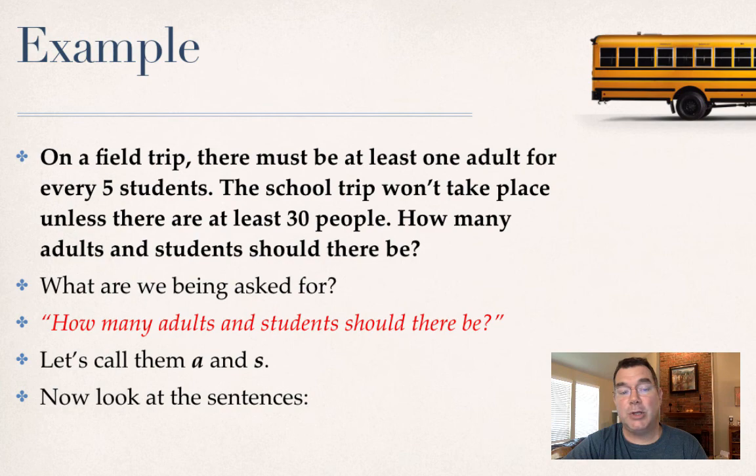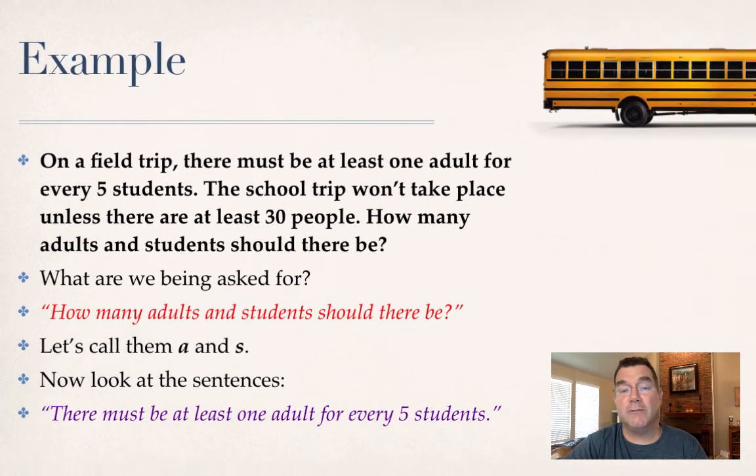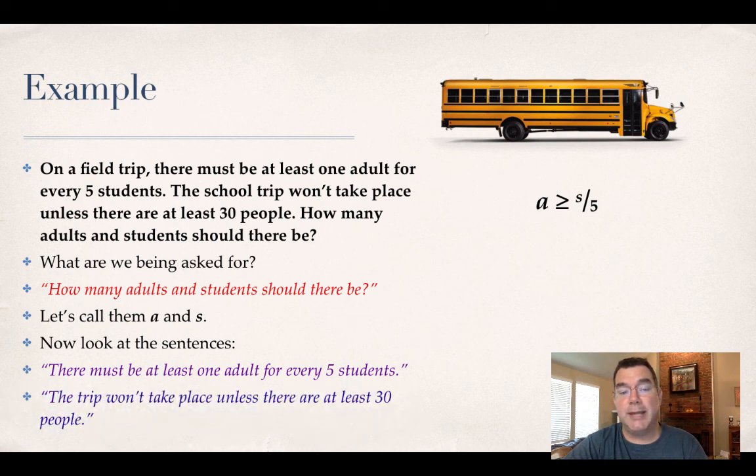Okay, and now we look at the sentences. The first sentence says that there must be one adult for every 5 students. So how do I write that? That means that the number of adults must be greater than or equal to the number of students divided by 5, so that we can group them in groups of 5 or fewer students. And then the trip won't take place unless there are at least 30 people. So the number of adults plus the number of students must be greater than or equal to 30. Otherwise, we won't be able to go on the field trip. So there's my system of inequalities. And again, we'll talk about how to solve that later on in the chapter.